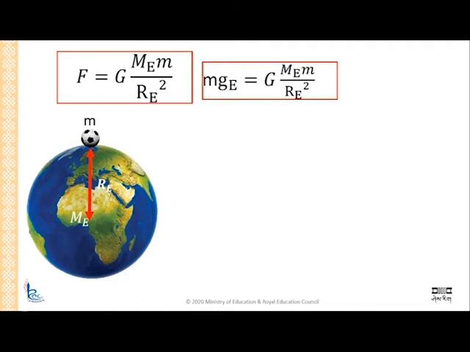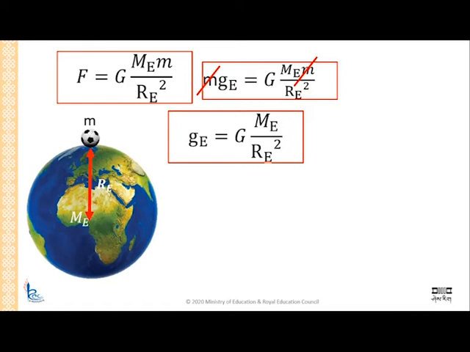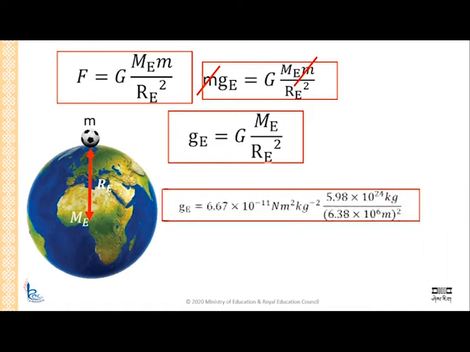So here m is the mass of the object and g is the acceleration due to gravity. So cancelling mass on both sides, we have g_e is equal to G M_e over R_e square. And here, as I stated earlier, g_e is the acceleration due to gravity on the surface of the earth. So let's find out what is the value of acceleration due to gravity on the surface of the earth.